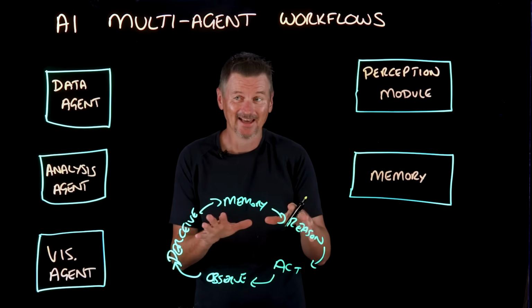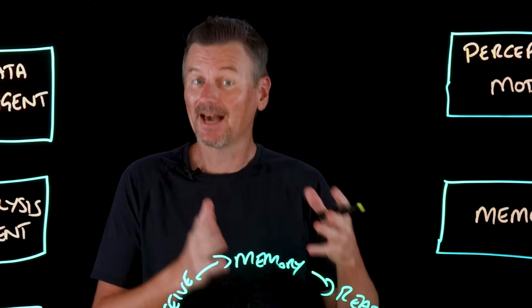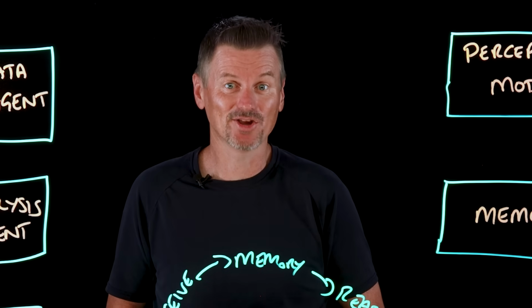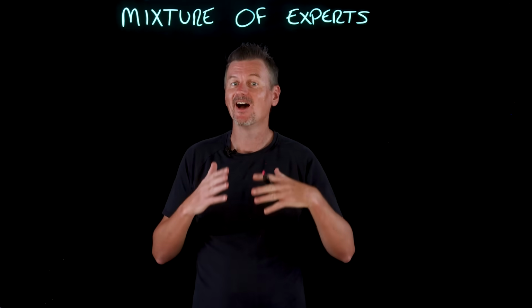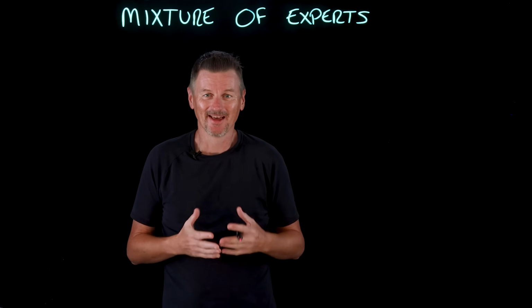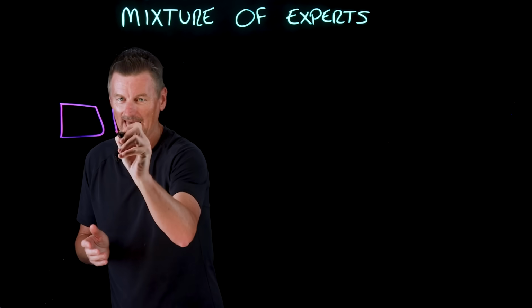And the key here is that each of these agents operates at the application level. They're making decisions, they're using tools, and they can communicate with each other. A mixture of experts, on the other hand, operates at the architecture level. And MoE is a neural network design that splits a model into multiple experts.